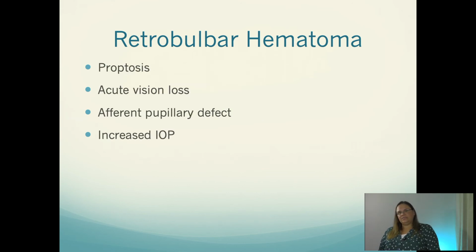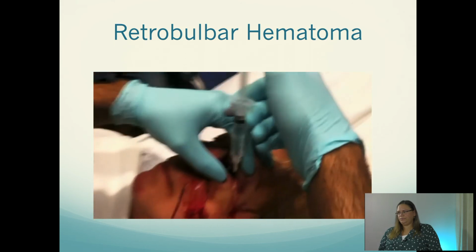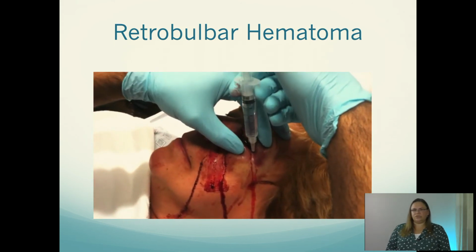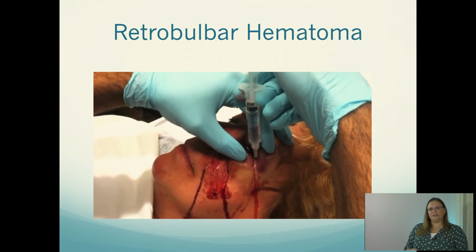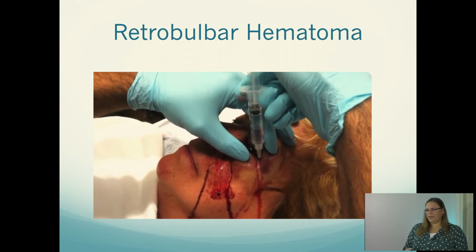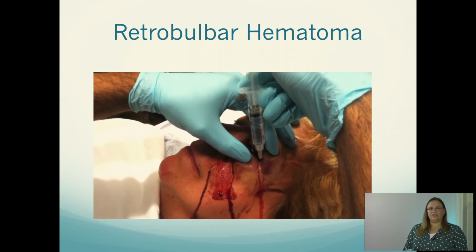On exam, you might see some proptosis, you'll definitely have acute vision loss, an afferent pupillary defect can be seen, and you'll have an increased intraocular pressure. And of course, this is a surgical treatment, so we're going to proceed with a lateral canthotomy. This is one of my colleagues at Baystate performing a lateral canthotomy on a patient.